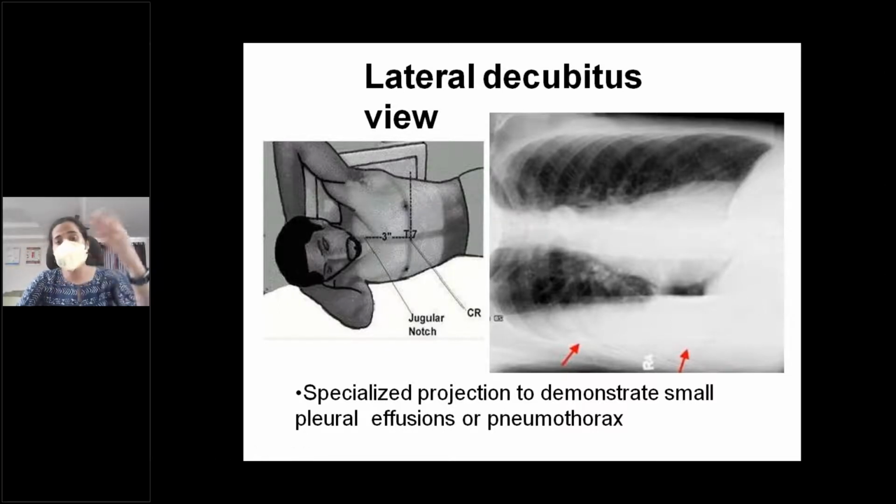where the fluid basically opacifies the entire hemithorax. Now here, what is happening is that all the fluid is collecting in a dependent position, and it is giving a fluid level also. So in this way, we can clear our doubt. If we are seeing any unilateral hemithorax opacification, we can go for a further lateral decubitus view to confirm the diagnosis.